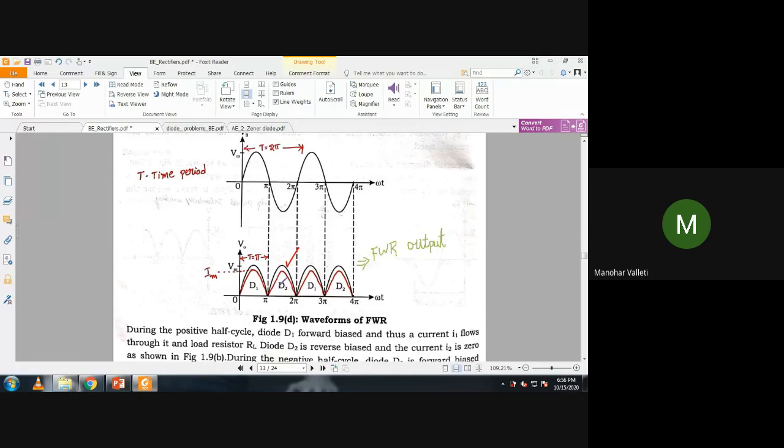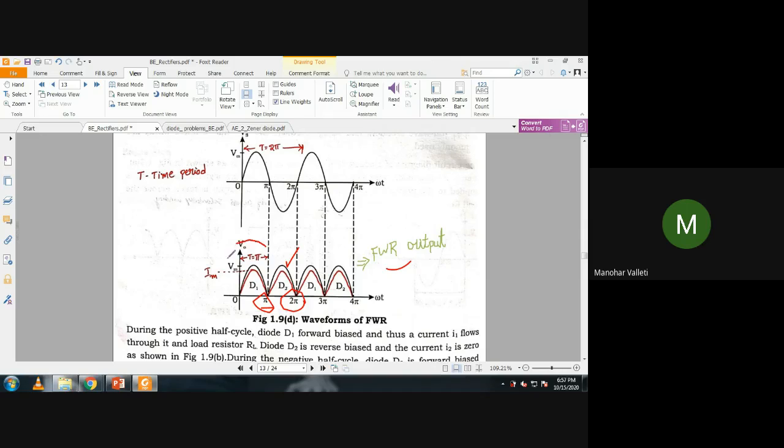Now for the derivations, that is VDC, IDC, VRMS and IRMS: this is the output of the full wave rectifier, so do I need to find them for 2 pi duration or pi duration? You know the basic definitions, right? The basic definitions are followed for one complete time period. So what is the time period of this full wave rectifier output waveform? It is pi. The time period of this waveform is pi. So in the derivations we will always use pi only.